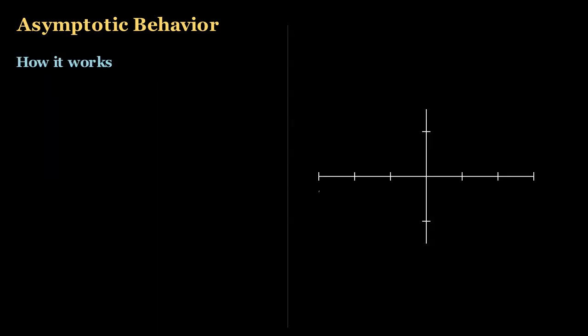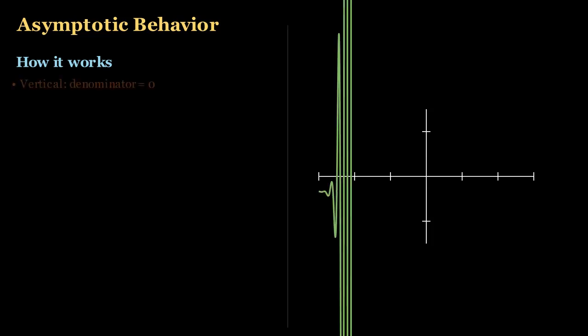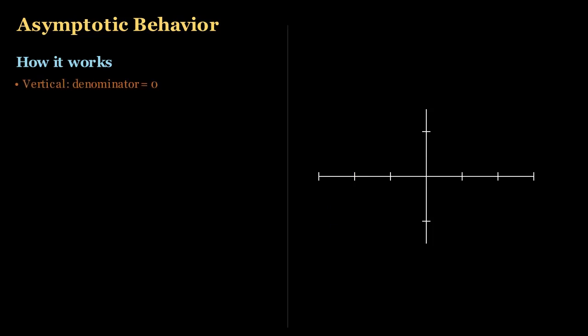A vertical asymptote happens where the denominator equals 0, because division by 0 is undefined and the graph shoots up to infinity or down to negative infinity. For example, in 1 over x, the denominator is x, so x equals 0 gives the vertical asymptote.